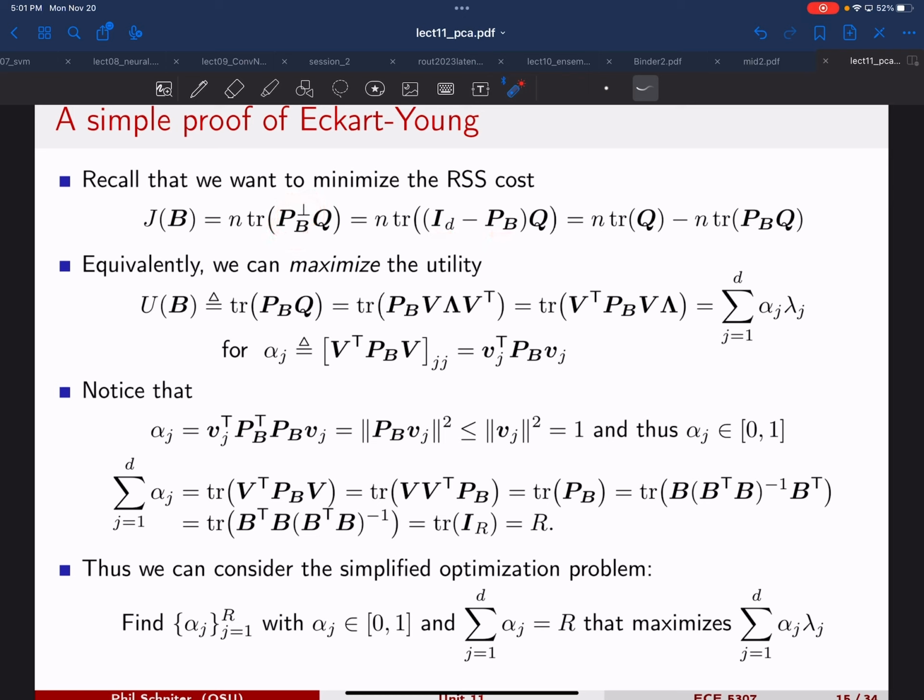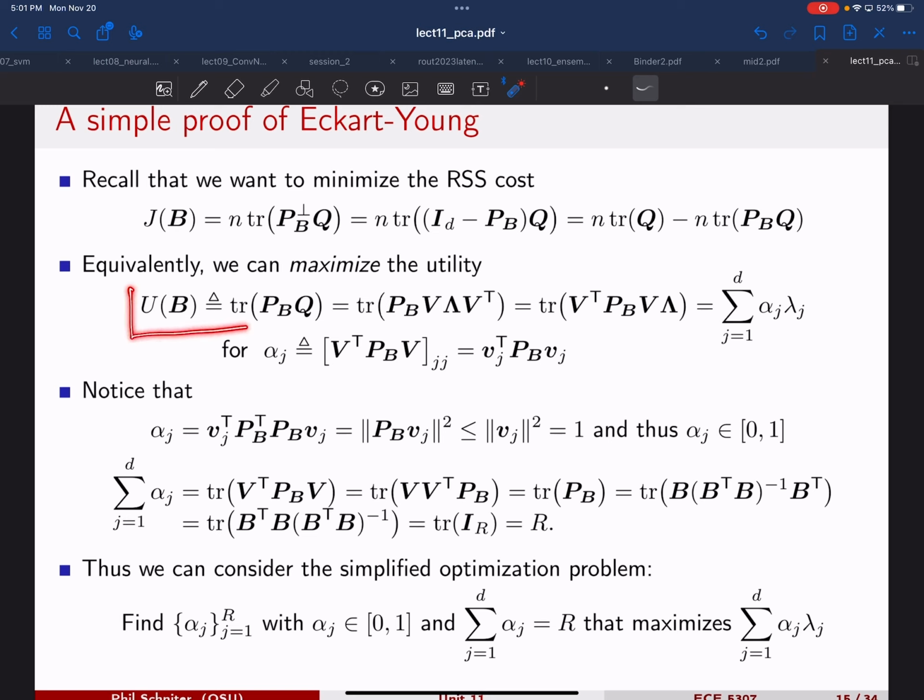And now we can write this as I times Q minus PB times Q. So that gives us this because the trace is linear. And if we're optimizing B, we don't really care about this term. It doesn't depend on B. So if I want to minimize this cost, I can equivalently maximize this term. I can maximize the trace of Q because of this minus sign.